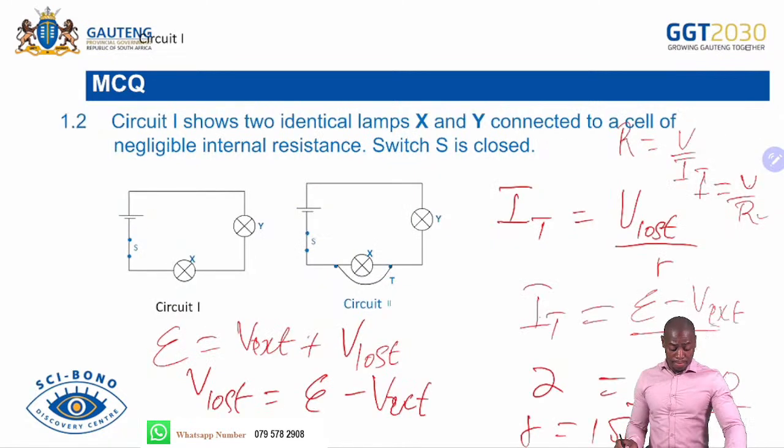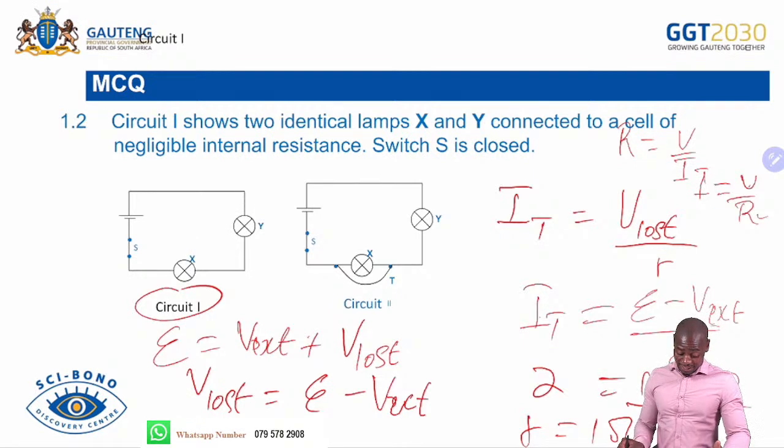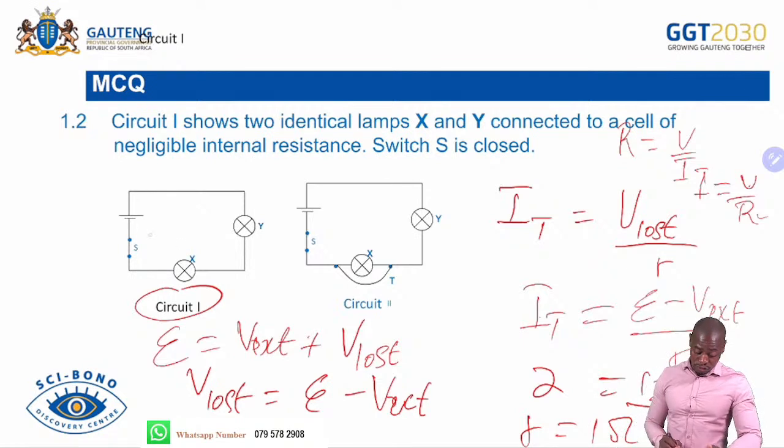There's another one here. This is our circuit 1, all right? So circuit 1 shows 2 identical lamps, X and Y. So they're identical, they have the same resistance, connected to a cell of negligible internal resistance. So the internal resistance is ignored in this case. Switch S is closed. So since the switch is closed, then the current will flow. Then we are having circuit 1 and we are also having circuit 2. So what are they saying about circuit 2?